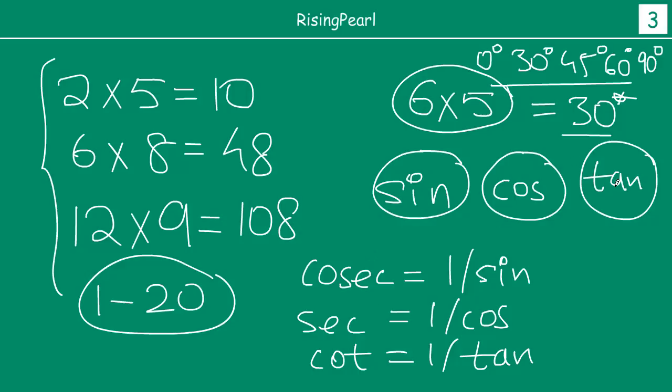Now some of you may argue that what about tan? Tan also can be expressed. You can write tan as sine by cos. We have seen this earlier. We know that tan of an angle is really sine of an angle by cos of an angle.